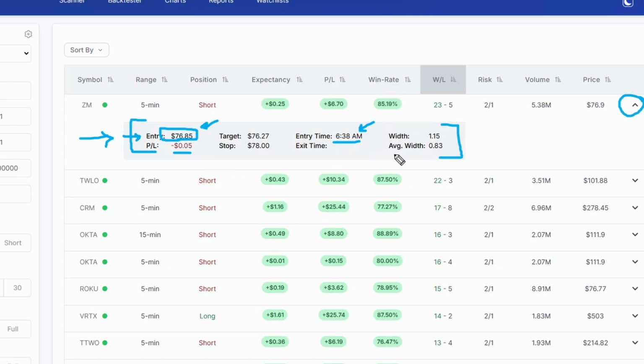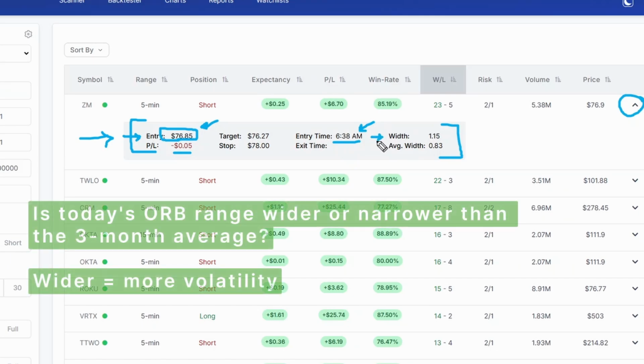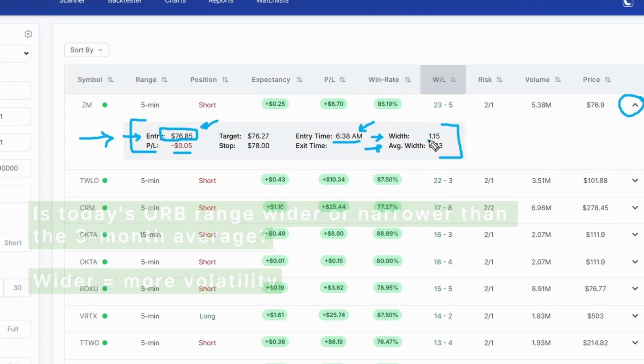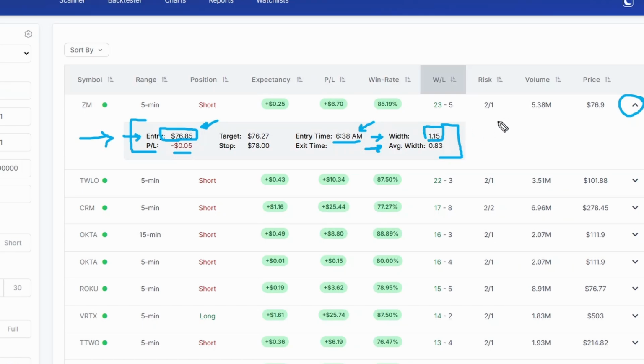Next thing I like to take a look at is what is today's width compared to the average width. Are we more or less in line, or is today's width much wider or even much narrower? And in Zoom's case, we can see that here, the width today is much wider than the average of 83 cents. So all of this is information that you can then use to fuel your decision of, is this a trade you want to actually pay attention to?